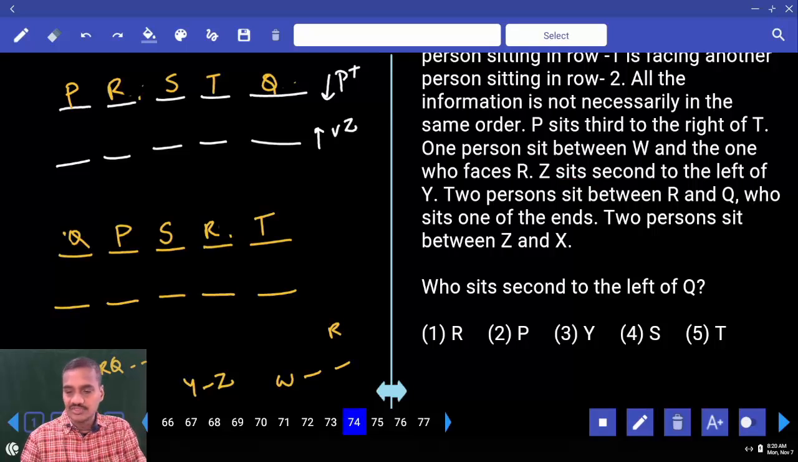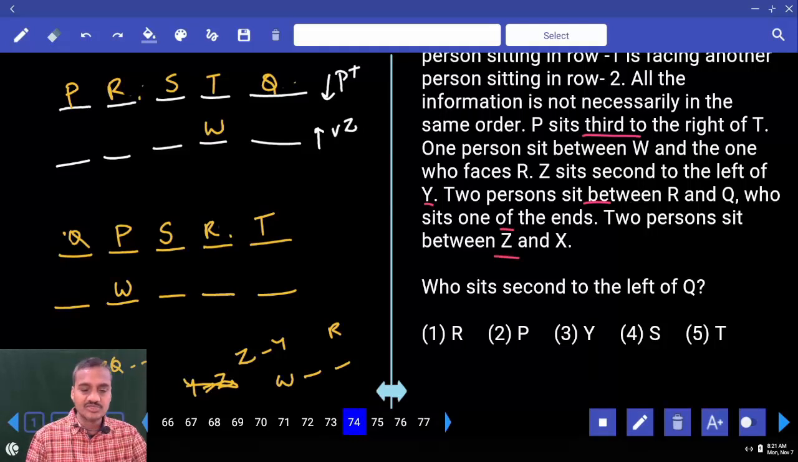Any other information that is left over? No. And 1 person between W and the one who faces R, hence W must be at this place. W is here. And next, Z is seated second to the left of Y. And 2 persons between R and Q, Q at 1, and 2 persons between Z and X.